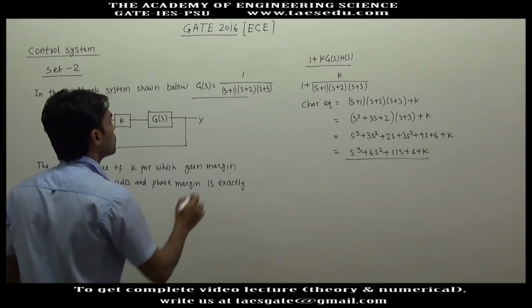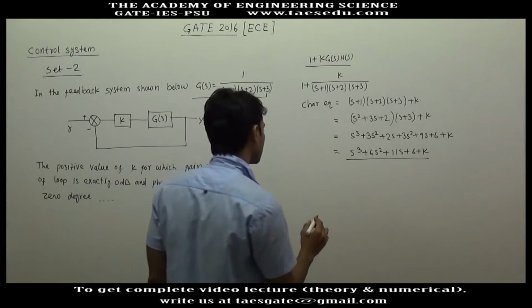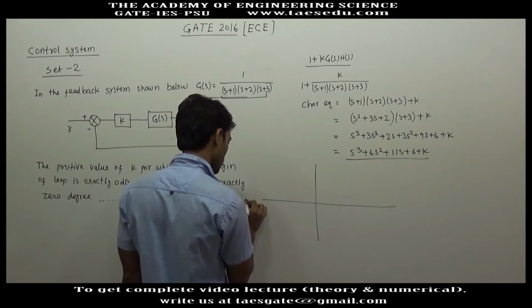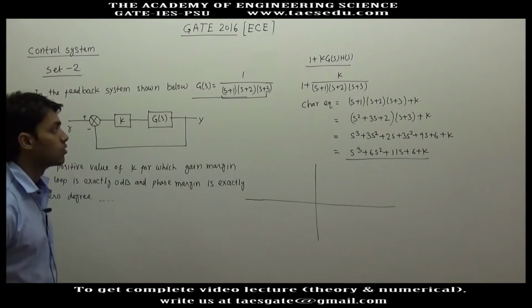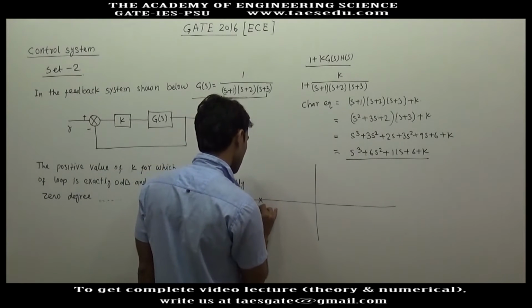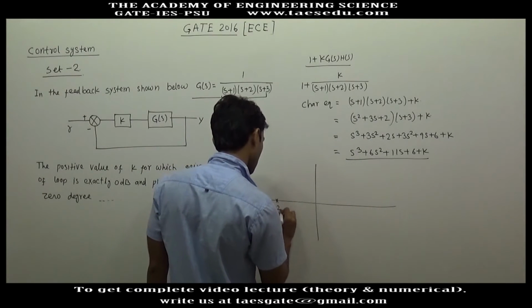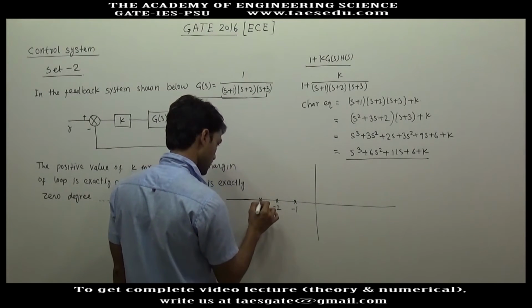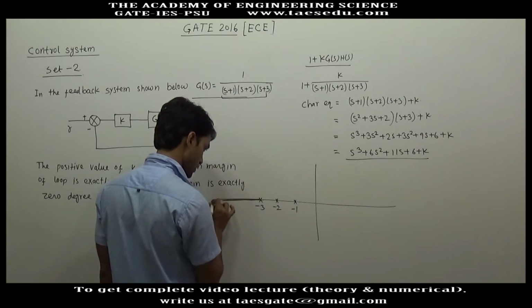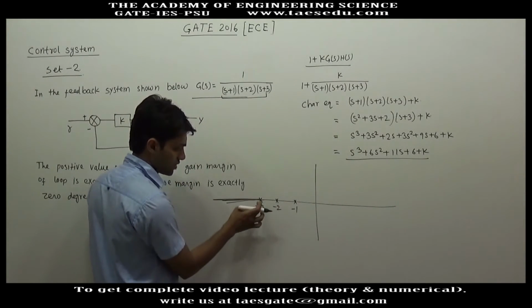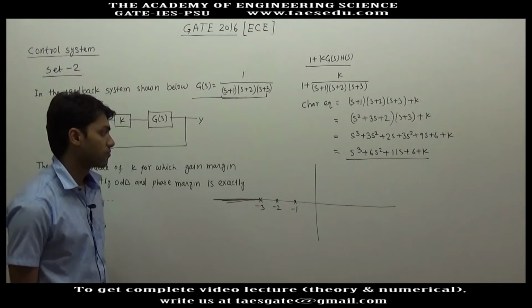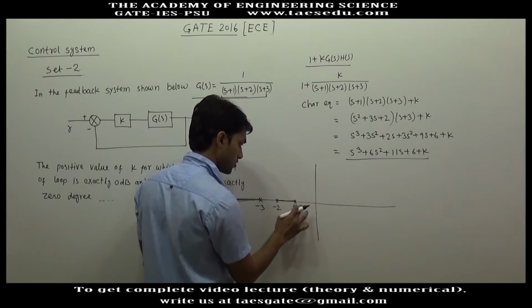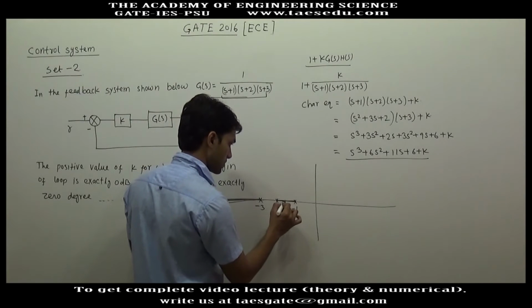If you draw the root locus plot of this system, for k equal to 0, the location of closed loop poles will be equal to the location of open loop poles. The first pole is at -3, then -2 and -1. The complete root locus will be these points, because to the right of these points 1, 2, 3 we have an odd number of poles. This will not be on root locus, these points have to be on root locus, and this will not be on root locus.